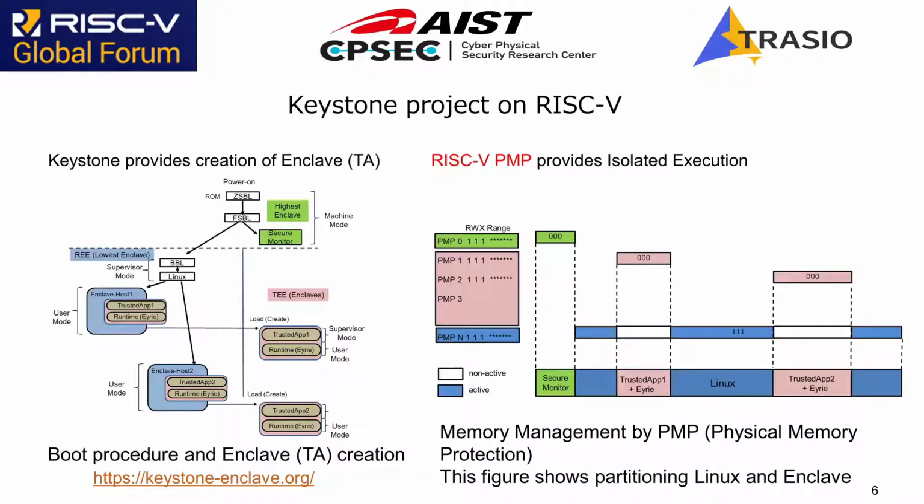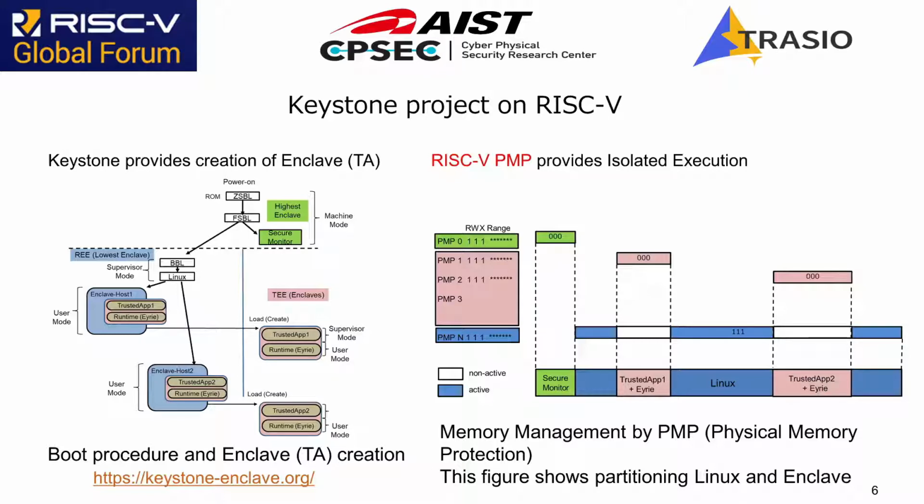This is the TEE on RISC-V. Basically, for TEE on RISC-V we are using Keystone. The UC Berkeley Keystone Enclave project is doing a great job. Please see the details at the lower left link. And this is going to be a 2 or 3 minute summary of the Keystone TEE on RISC-V.